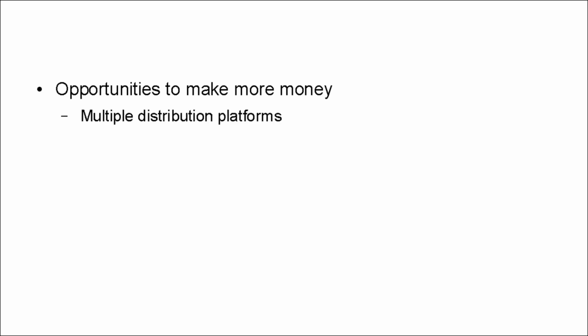There are multiple distribution platforms for digital products. So, for example, you could have the same product and you could sell it on your website or your blog. You can sell it on ClickBank, you can sell it on Amazon, you can sell it on JVZoo, and so on. Whereas, of course, with a physical product, the options are somewhat more limited.